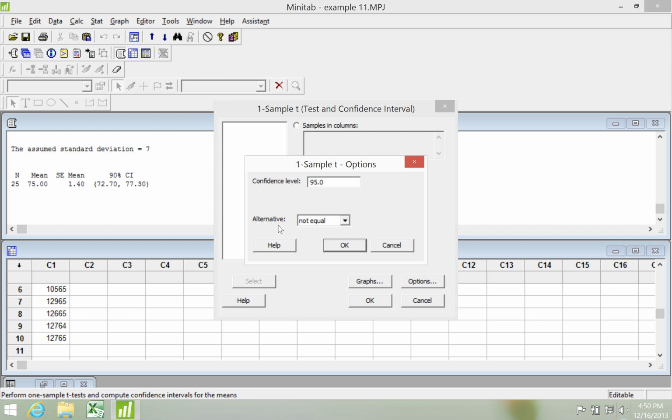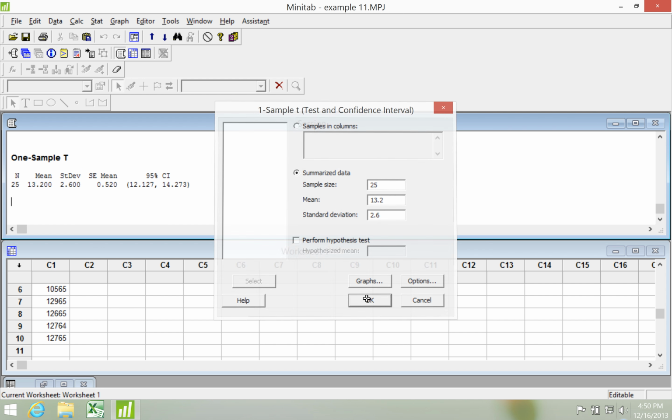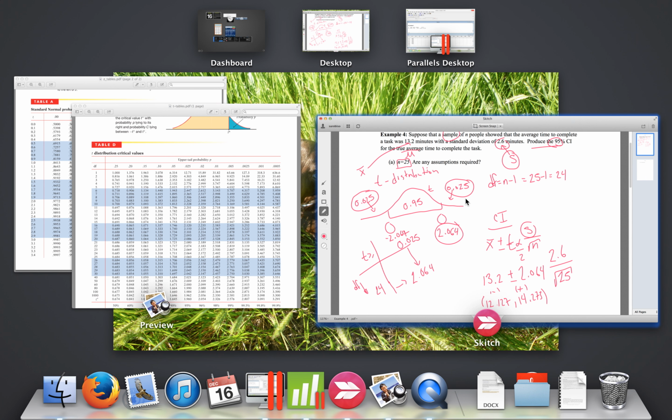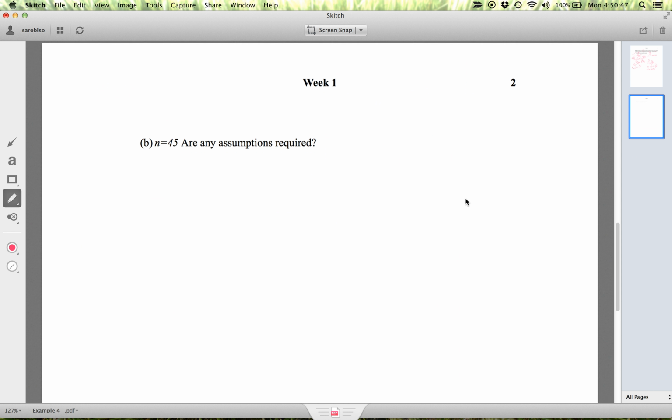And also, whenever you're doing an interval, you need to make sure the alternative says not equal. Press OK, and OK. Here you can find the 95% confidence interval, just the same as I calculated it by hand. Let's go to part B.